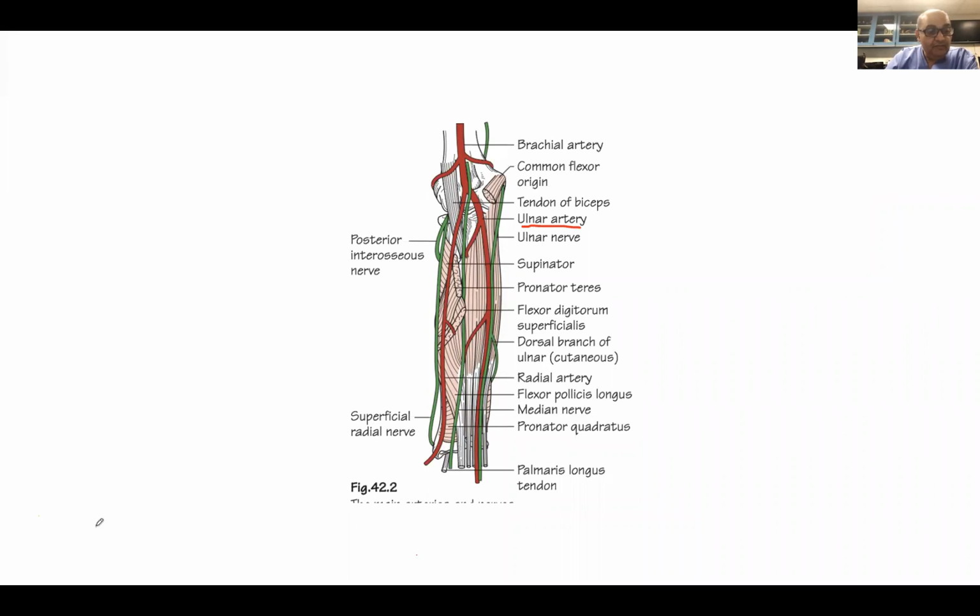Why don't we focus on veins as much as we focus on the arteries? Wait, I have slides for that. Doctor, how to differentiate between arteries, nerves, and veins on a cadaver? Faris, come on, cadaver. When you are in a lab, ask your peer tutor.